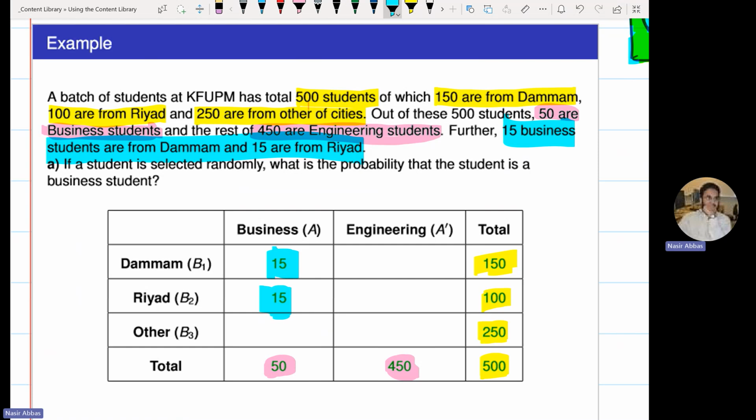Now, how do we complete this table? Yes, if I don't give you 500, you can know the total. The way I said, if I don't give you 250, you can get the 250. If I don't give you this, then you can find this from 500. Yes. But anyhow, for this question, how do we fill the table?